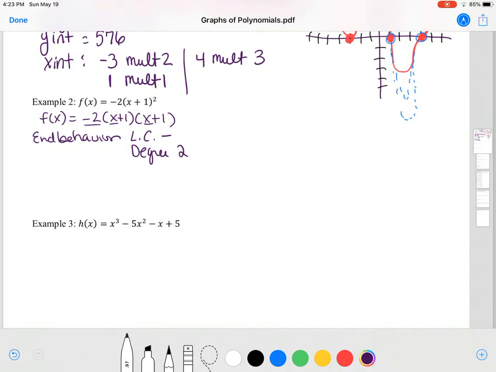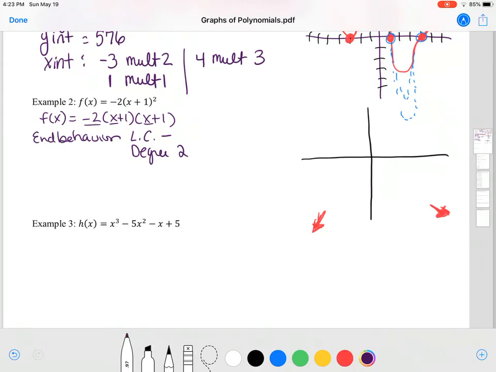So that means when I draw my graph, my arrows are going to be in the third and the fourth quadrant. Both my arrows are going to be facing down for an even degree with a leading coefficient that's negative.